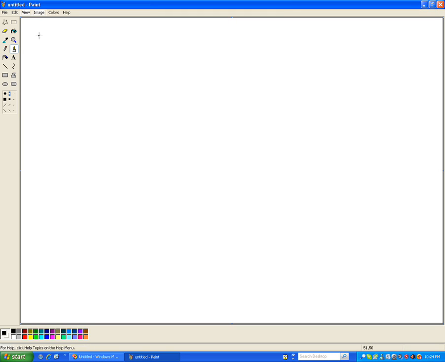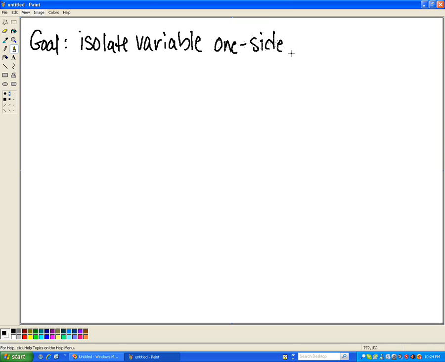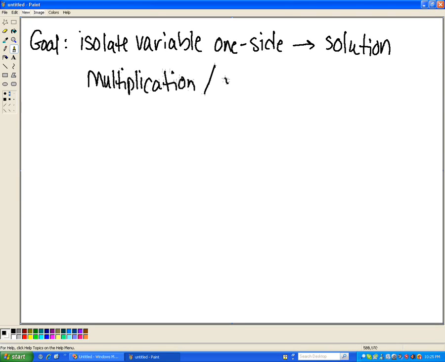Remember, our goal is to isolate our variable on one side and then figure out what our solution is. That's our goal in the linear case. It won't be our goal in the quadratic case. But in the linear case, we want to isolate our variable, and we use our rules of multiplication, the multiplication and addition principle, to do that. And then we come up with our solution.